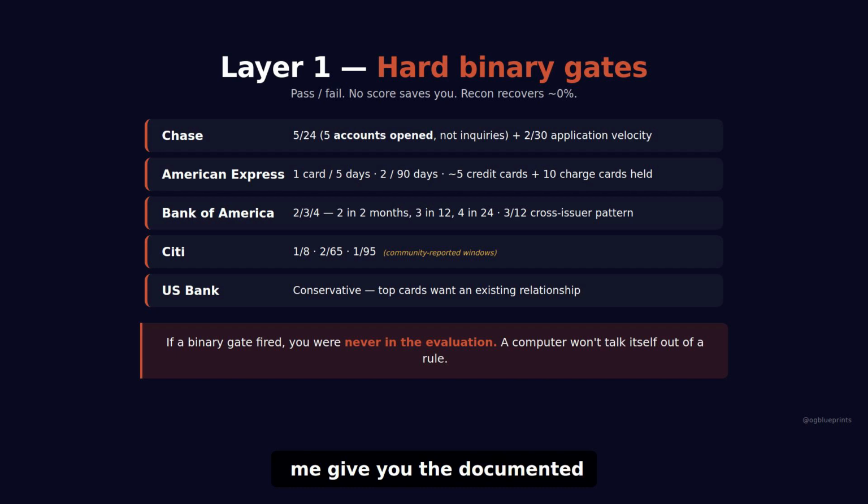Let me give you the documented ones, and I'll flag where a number is a community reported pattern versus a rule you can verify. Chase. The famous one is 5/24, and most people state it wrong. It's 5 personal credit card accounts opened in the last 24 months across any issuer, not 5 inquiries, 5 accounts. Closed cards still count if they were open in that window.